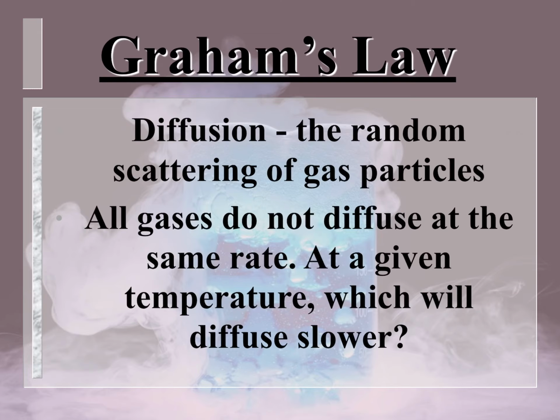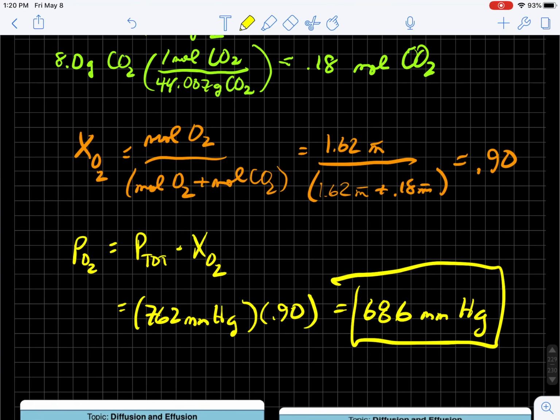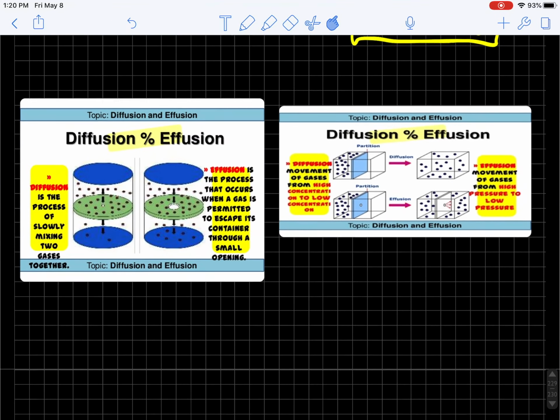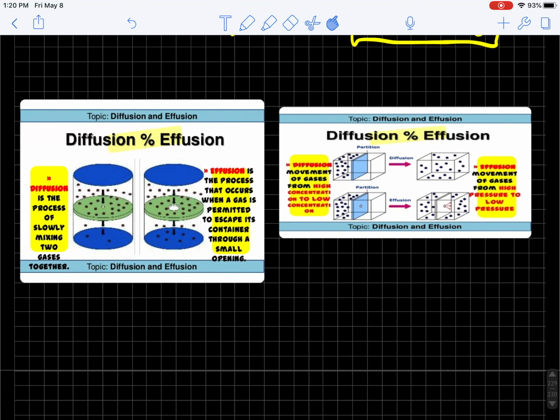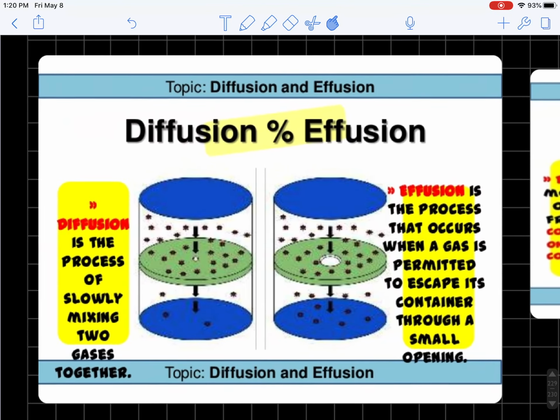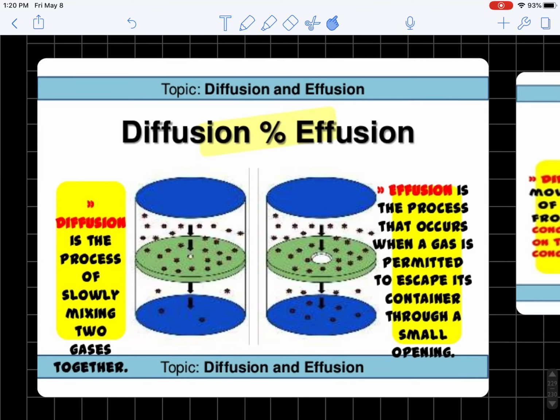So if you have a large mass, you have a lower velocity, it's going to take longer for your particles to diffuse. And before we do any calculations with this, what's the difference between diffusion and effusion? Really not much of a difference here. Diffusion, we're mixing two gases together. With effusion, you have a gas and it's permitted to escape through an opening into an area of lower pressure.